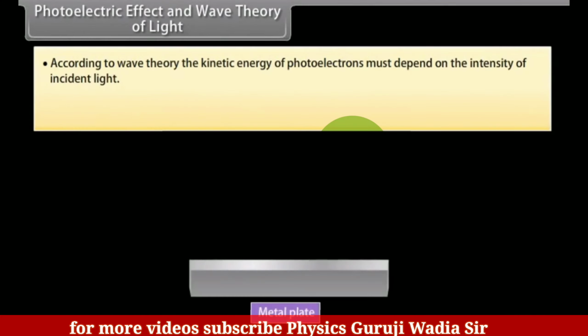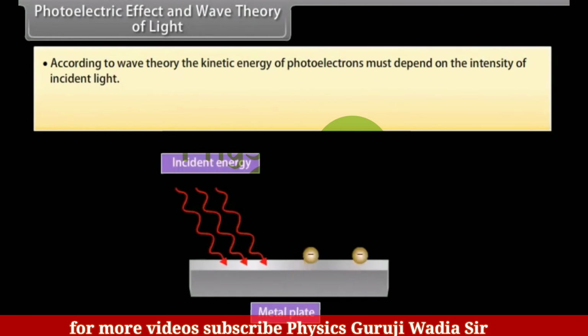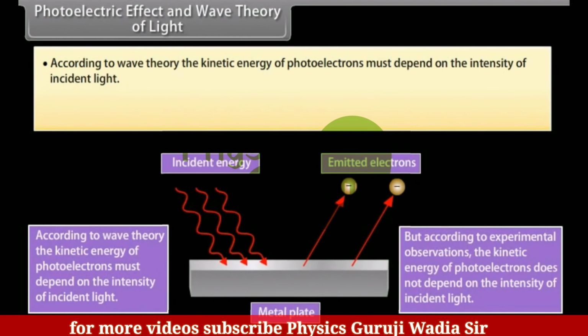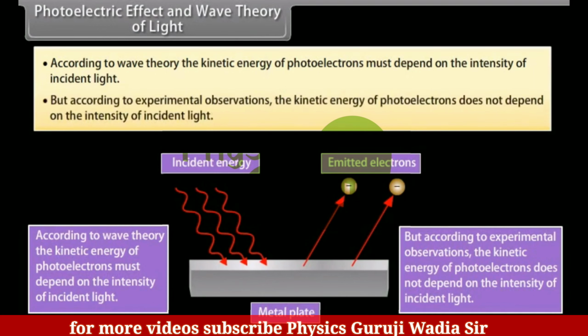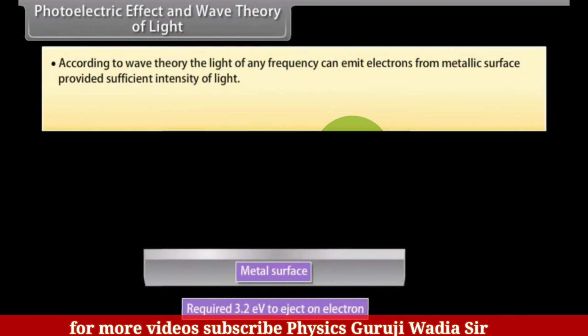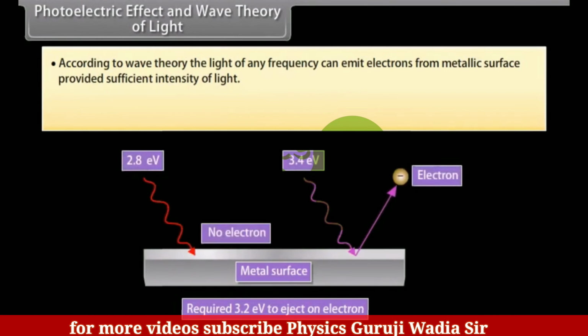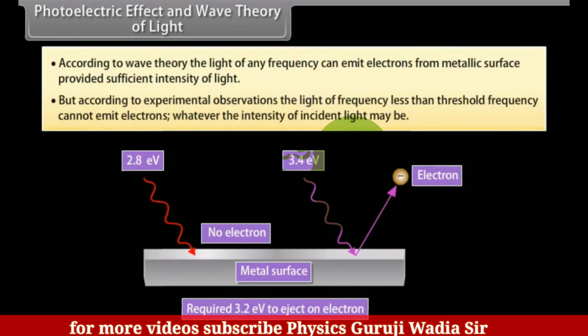Photoelectric effect and wave theory of light. According to wave theory, the kinetic energy of photoelectrons must depend on the intensity of incident light. But according to experimental observations, the kinetic energy of photoelectrons does not depend on the intensity of incident light. According to wave theory, the light of any frequency can emit electrons from a metallic surface provided sufficient intensity of light. But according to the experimental observations, the light of frequency less than threshold frequency cannot emit electrons, whatever the intensity of incident light may be.